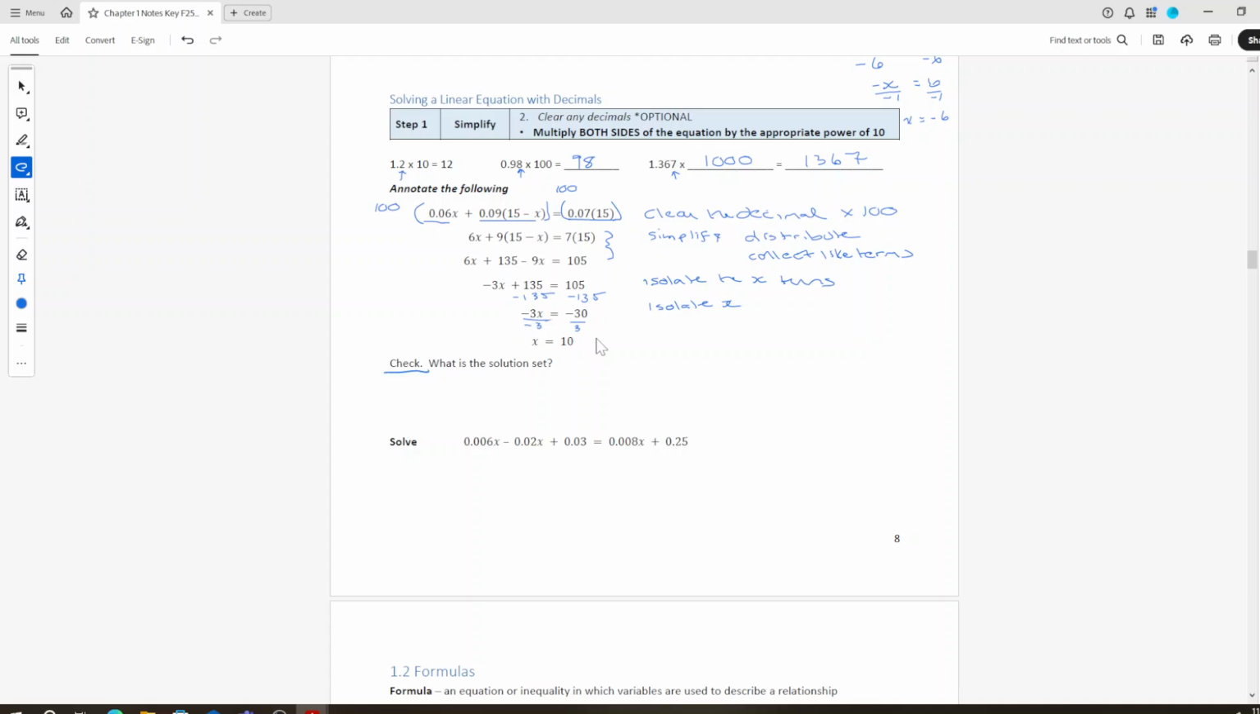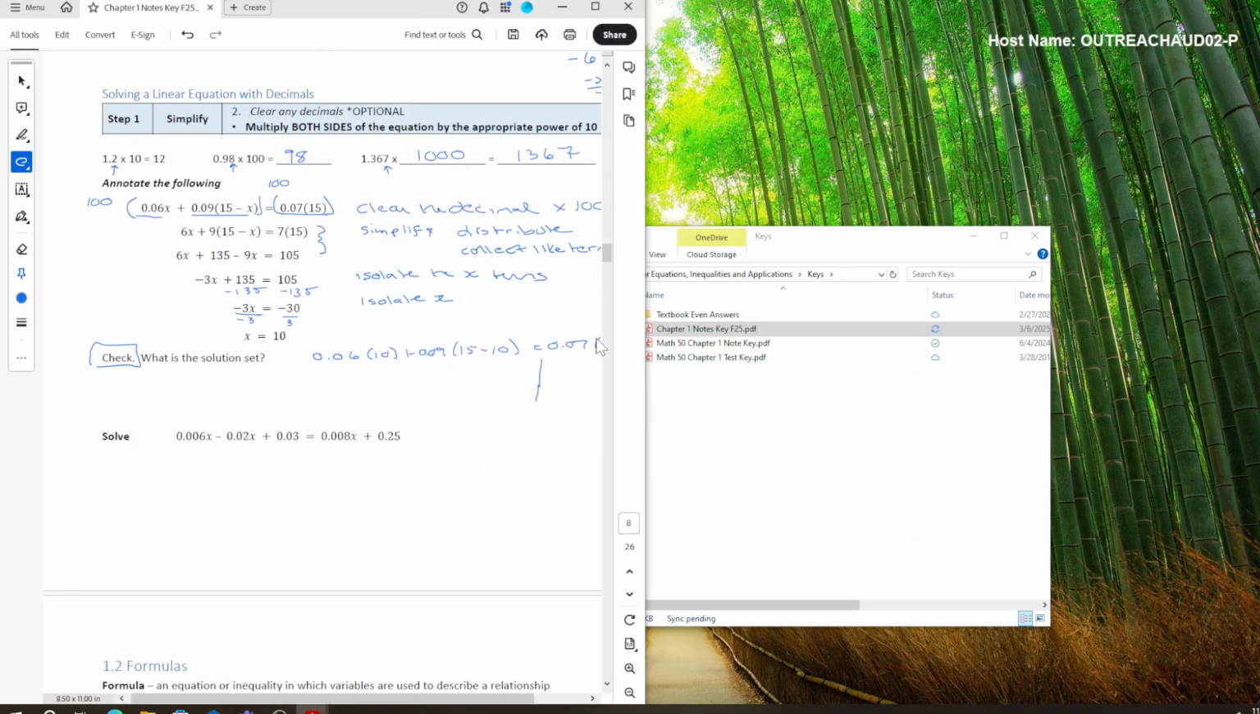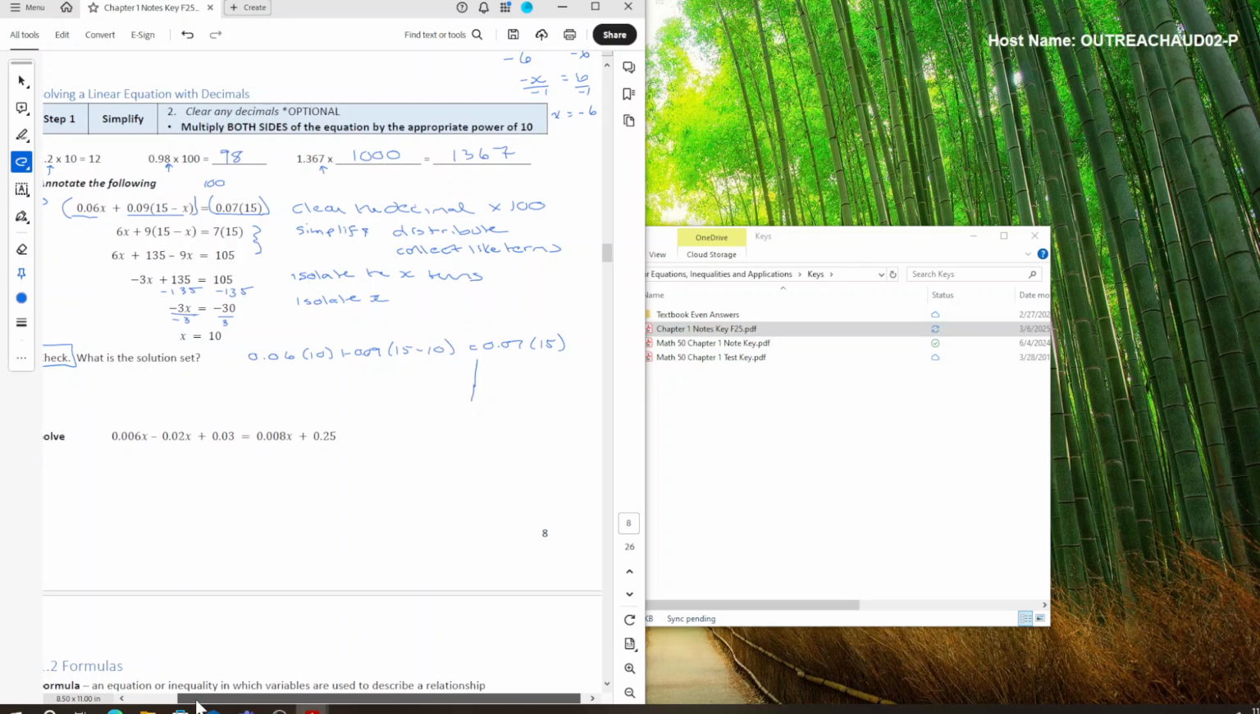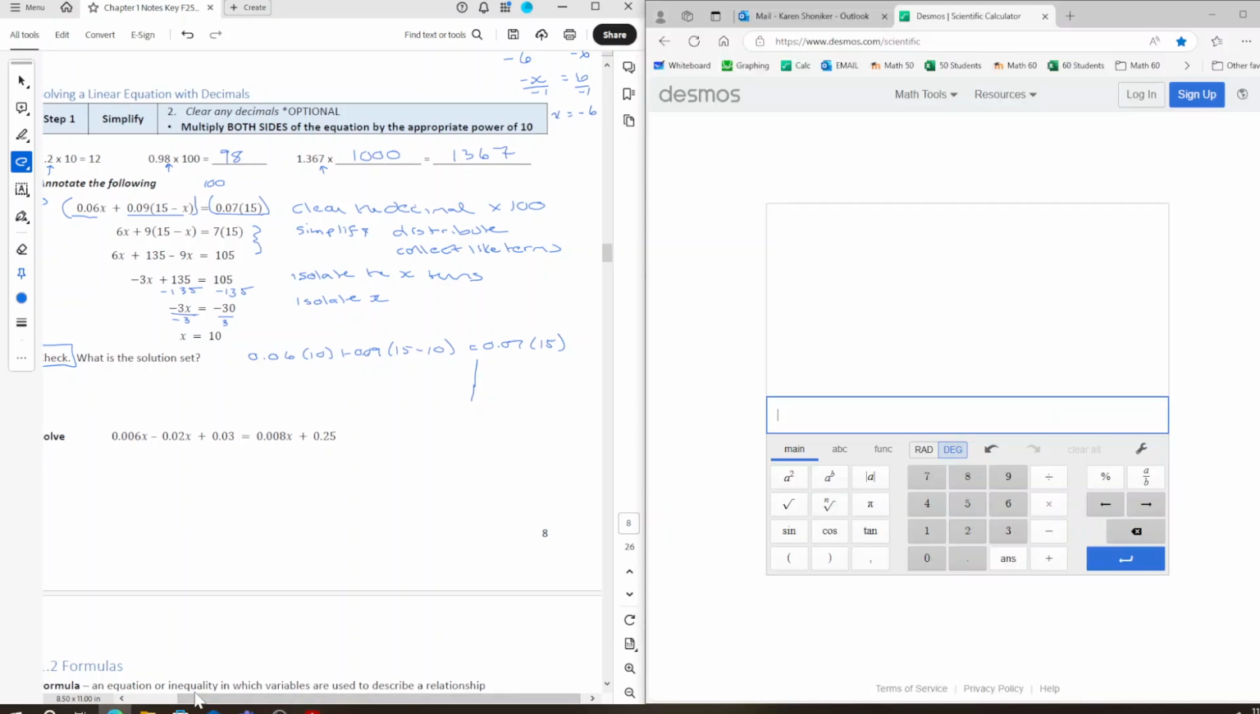And I just put a check here just to remind you that if you're checking, always check into the original. You might make a mistake between step 1 and step 2. So if I was to check, I would do 0.06 times 10 plus 0.09 times 15 minus 10. Is that equal to 0.07 times 15? And again, we're going to pull out our calculator and we're going to check. So for me, I just have to scroll over. Where did my calculator go? There it is.